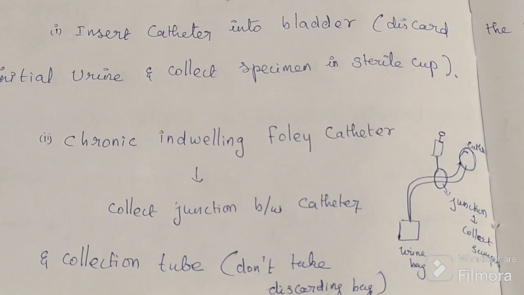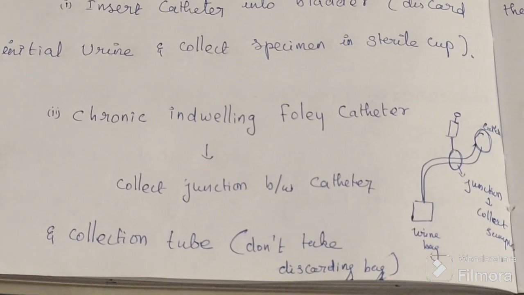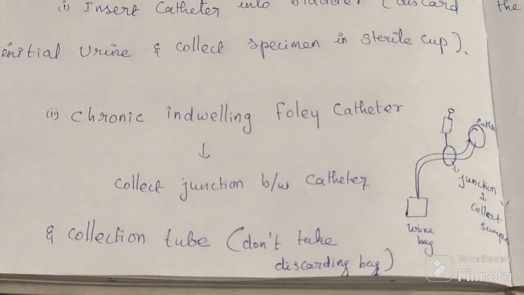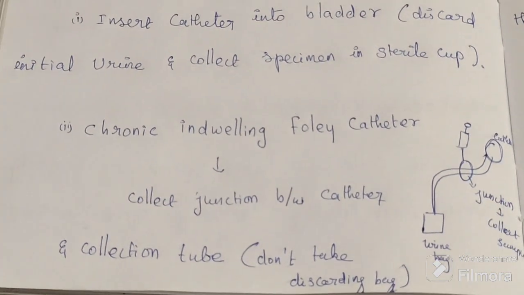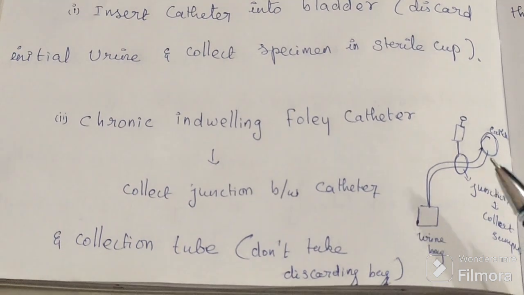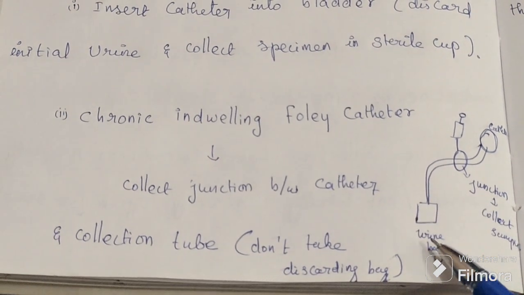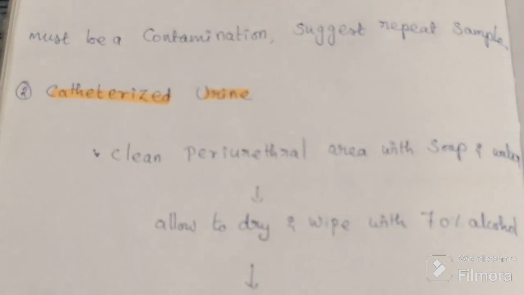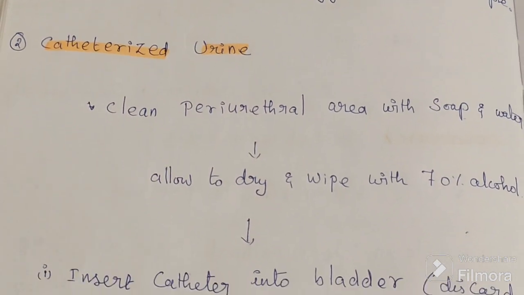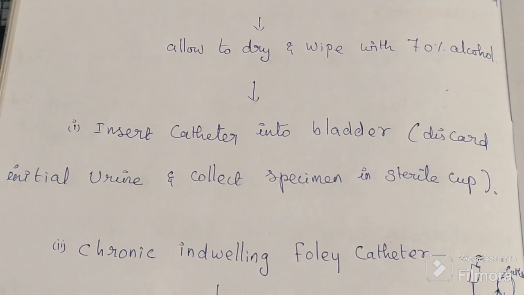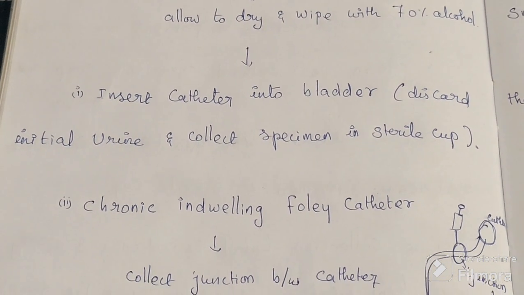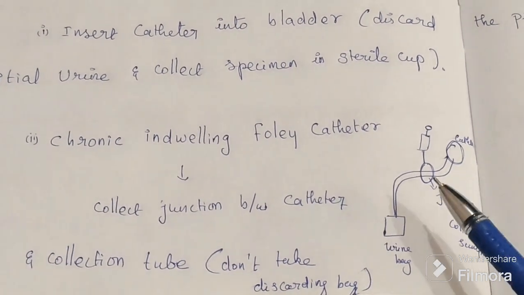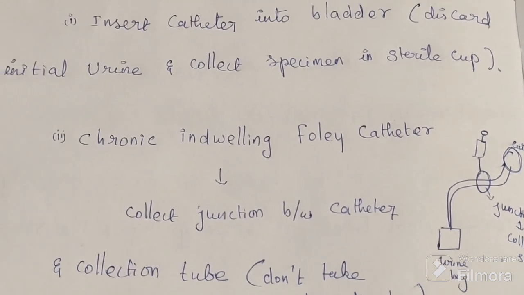Second method, chronic indwelling catheter method. Here collect the sample from the junction between the catheter and the collecting tube, not from the discarding jar, because that holds the 24-hour urine, with chances for contamination. So catheter urine has two forms. One is inserting a catheter into the bladder and collecting. The second is the chronic indwelling catheter, where we collect the urine sample from the junction in between.